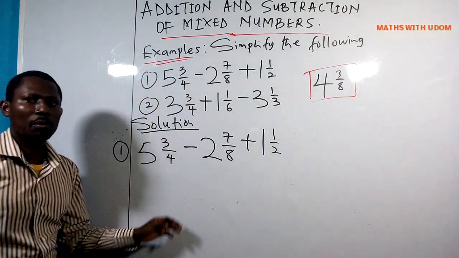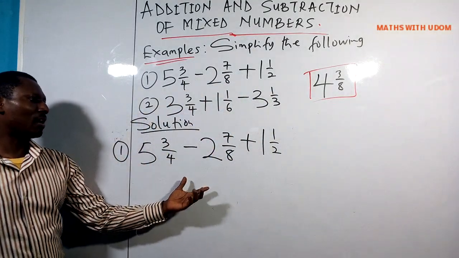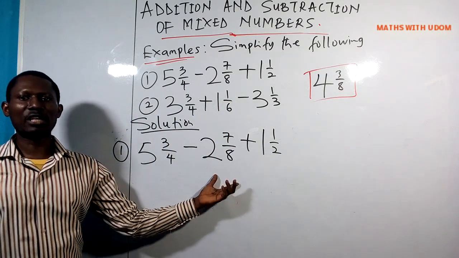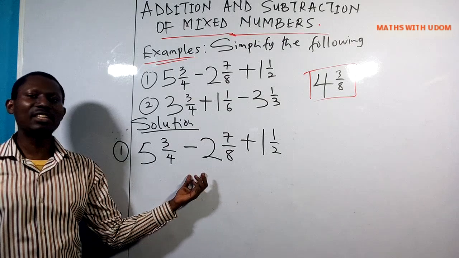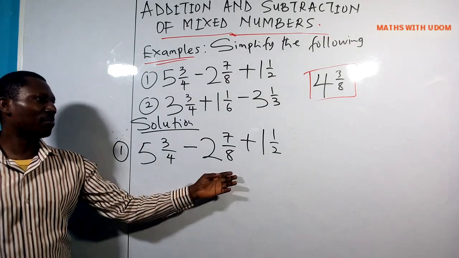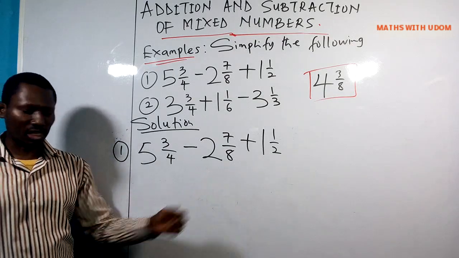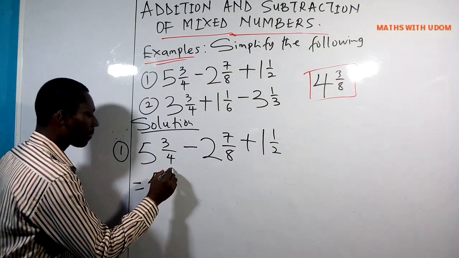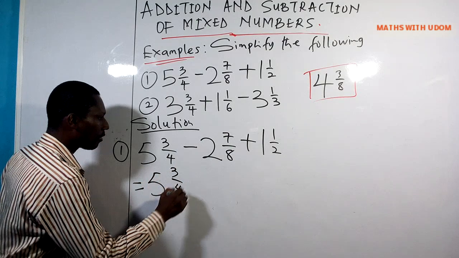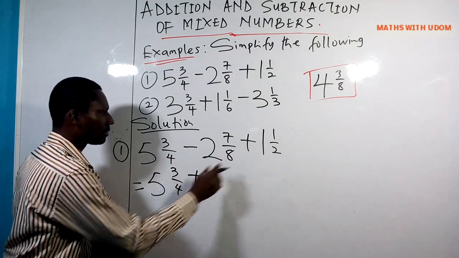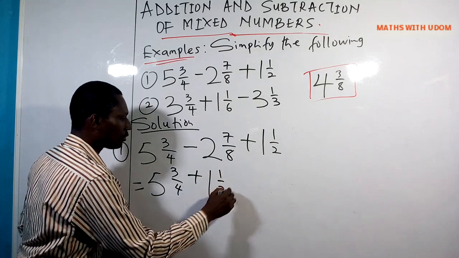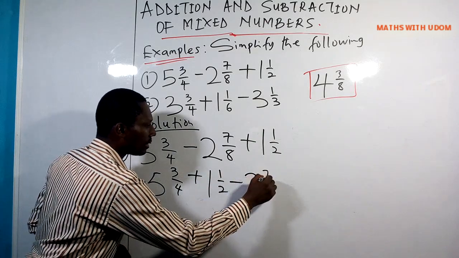So to solve this problem using method 2, we bring the whole numbers together and then we bring the fractions together. But before then, let's arrange these numbers using BODMAS. In BODMAS, addition comes before subtraction. So we rearrange this number. That will give us 5 whole number 3 over 4, plus 1 whole number 1 over 2 minus 2 whole number 7 over 8.